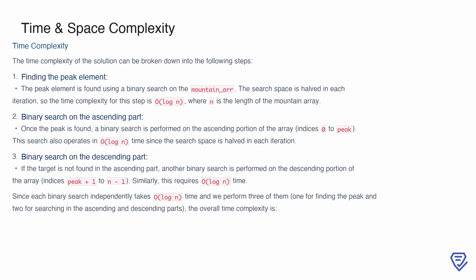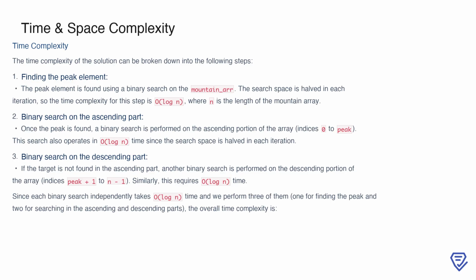Next, we perform a binary search on the ascending part of the array, which is the portion from index 0 to the peak. This step also has a time complexity of O(log n), because the binary search algorithm continues to halve the search space. Finally, if the target is not found on the ascending side, a similar binary search is carried out on the descending part of the array, specifically from the peak index plus 1 to the last index. Again, this step achieves O(log n) time.